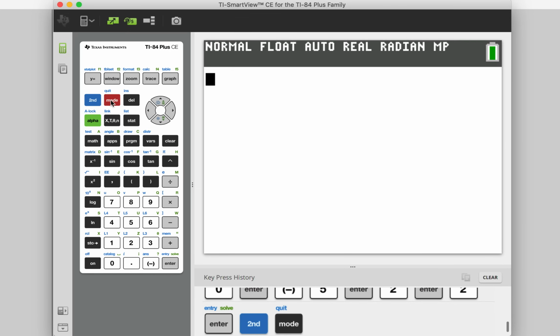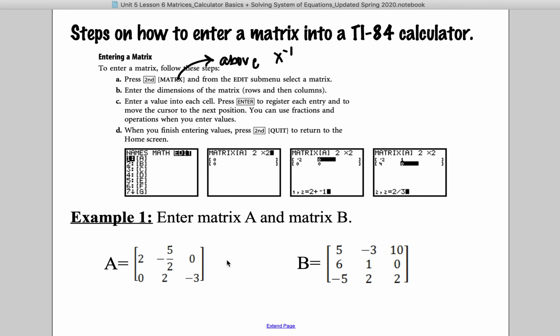If you guys ever need to pause the video when I'm showing you calculator instructions, please do. Make sure you go back, make sure you get it done, because we're going to use the matrices A and B, and then we're going to add a few more as we go through these notes. Okay. So I have those entered. So there's our example 1.